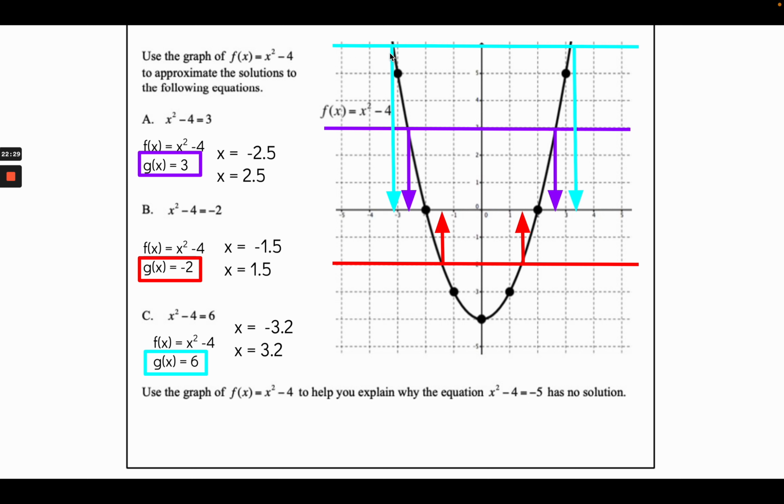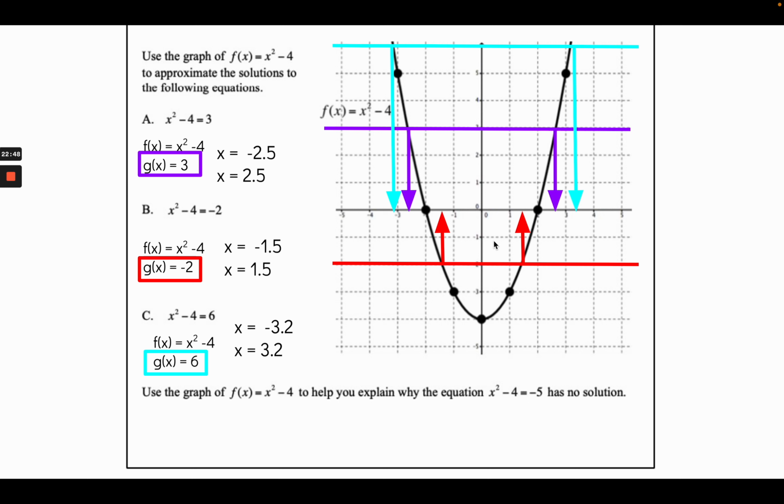Again, when we hit the graph, but it's not spot on the x value, we have to estimate it. And sometimes you are going to get decimals. So make sure that you're reading your graph carefully so that you can estimate it carefully.